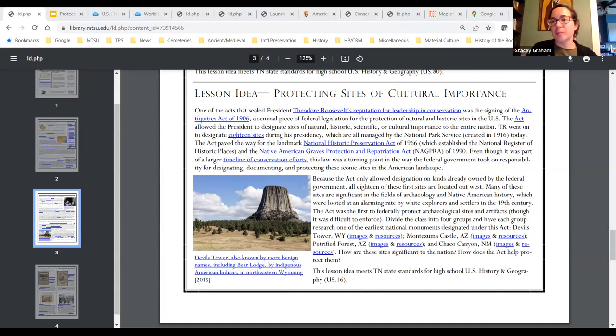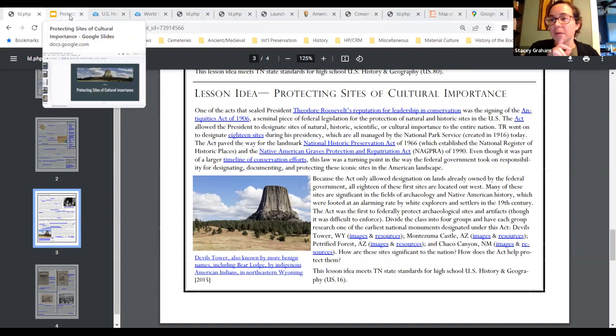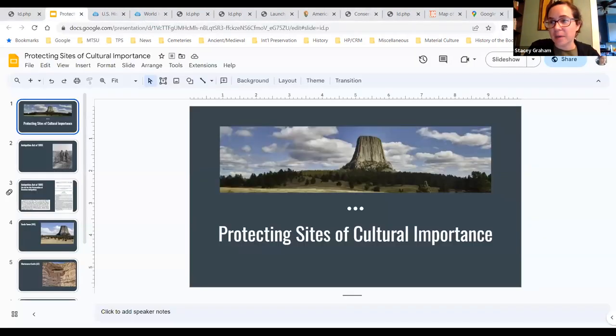So I do have a number of links embedded in this first paragraph. I'm not going to go to all of them, but I do want to show you some of them. But for right now, I'm going to start my PowerPoint. I'm just going to move that over there.